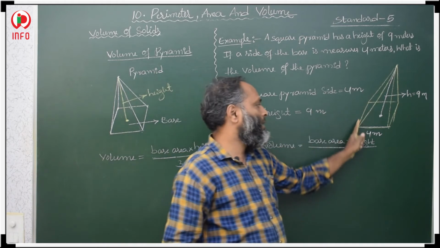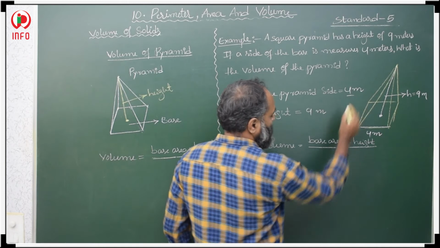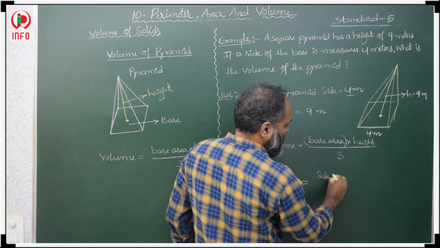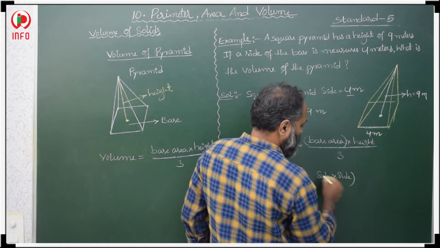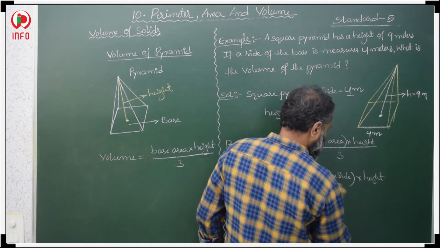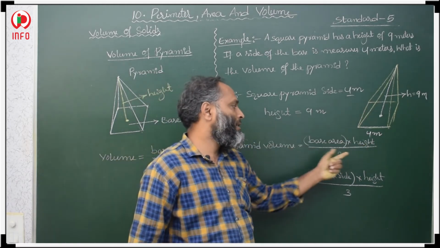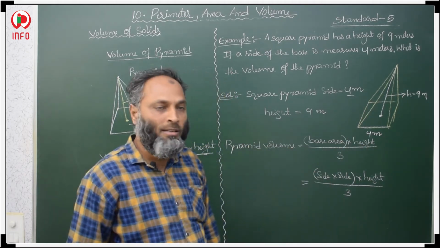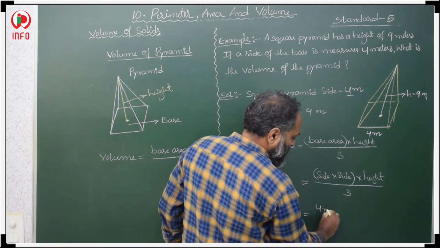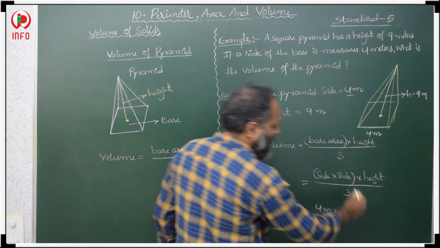Base is in the shape of a square. So area of a square we have to take. Area of a square, that is side into side. Base area is nothing but side into side. Side into side into height by 3. Why here are we taking side into side? Because the base is in shape of a square. So that is why side into side we have to take. What is the side here? 4 meters into, again side means 4 meters into, what is the height here? 9 meters.